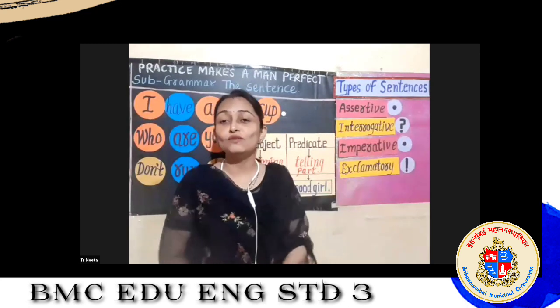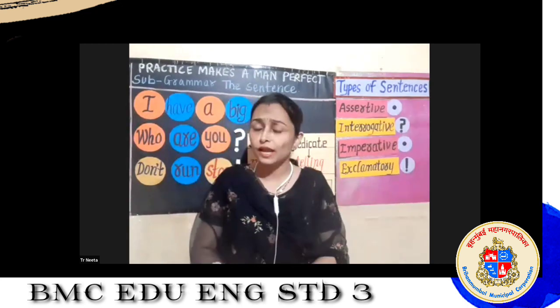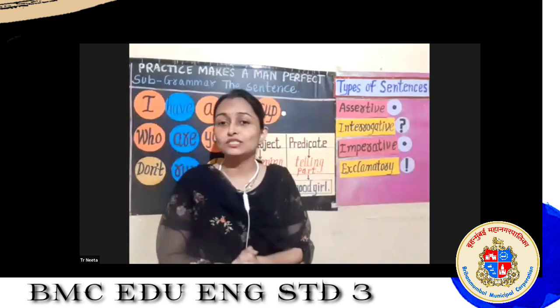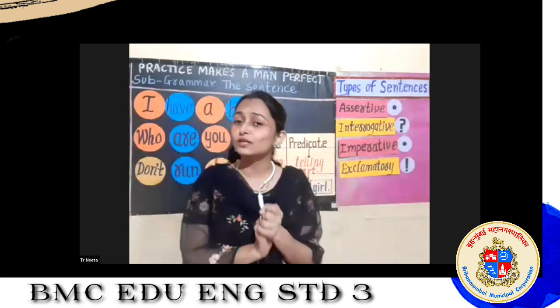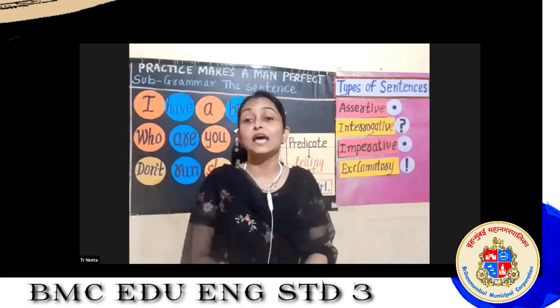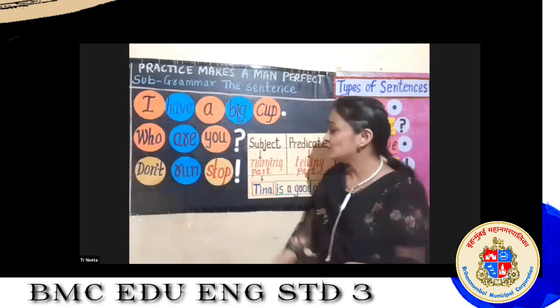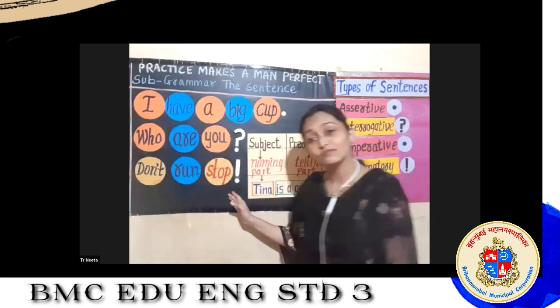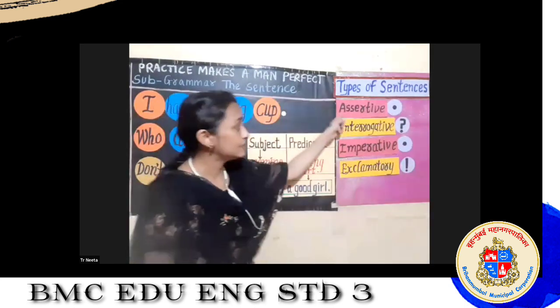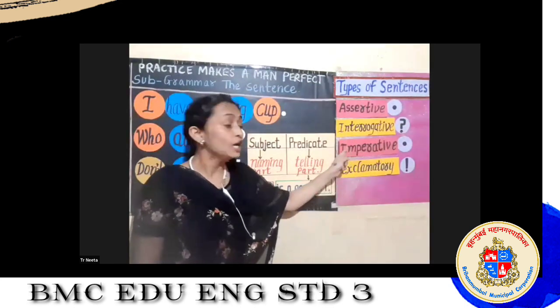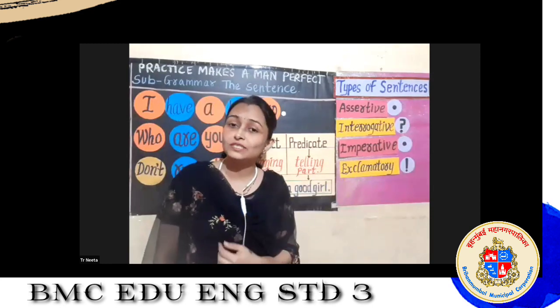Very good. All of you are very smart, very active, and very good children. Clap for yourselves. You are responding very nicely and correctly. Very nice, children. Okay, now can you tell me, don't run, stop. Which type of sentence is this? Is it assertive, interrogative, imperative, or exclamatory, children?